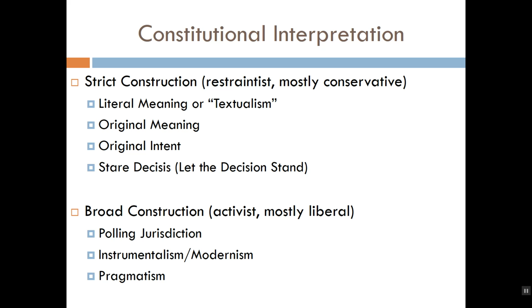Now, I say that they're not universally accepted. I do want you to understand that some conservative justices do, in fact, take broad construction activist approaches, and vice versa. Some liberals tend to prefer restrained strict construction or strict interpretations of the Constitution, but there is definitely a correlation where conservatives prefer the strict construction restrained justice, whereas the leftists tend to prefer a more broad construction activist approach to the law. The first of the strict constructions or strict interpretations of the Constitution favored by restraintists is what we call literal meaning or textualism.